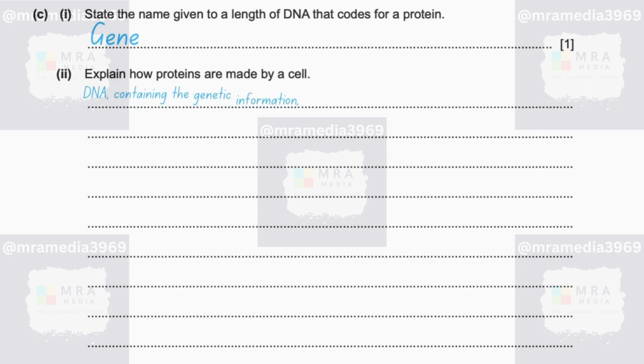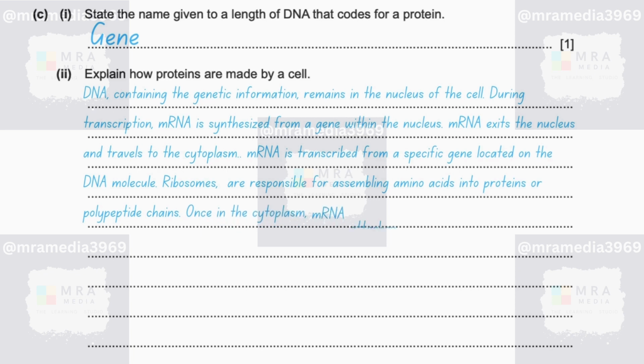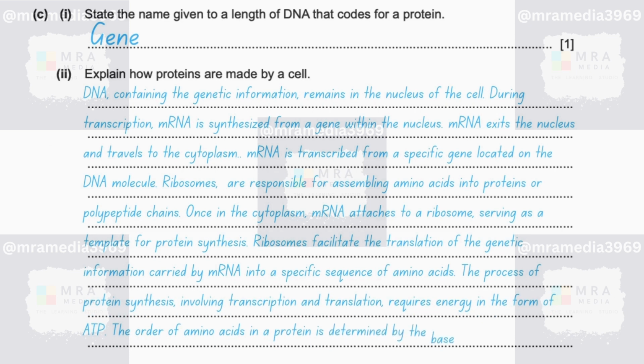DNA containing the genetic information remains in the nucleus of the cell. During transcription, mRNA is synthesized from a gene within the nucleus. Once formed, mRNA exits the nucleus and travels to the cytoplasm where protein synthesis occurs. mRNA is transcribed from a specific gene located on the DNA molecule. This process is known as transcription.